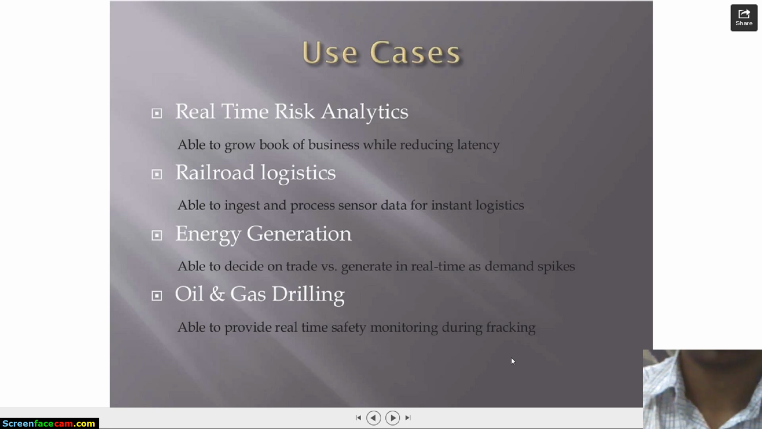So real-time risk analytics, any kind of risks, as we spoke about F1, any accidents, any engine problems, they are detected in real time, and analytics are done based on the data that is being collected, and feedback is given. Similarly, the same applies here, that is real-time risk analytics. Railroad logistics.